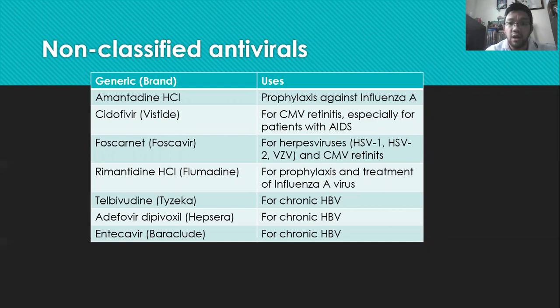Foscarnet or Foscavir, these are the ones being used to treat herpes viruses, various forms like type 1, type 2, even the one for chickenpox, also for CMV retinitis. So Foscarnet, this is the one that was prescribed to me when I had shingles before. That was 9 years ago.